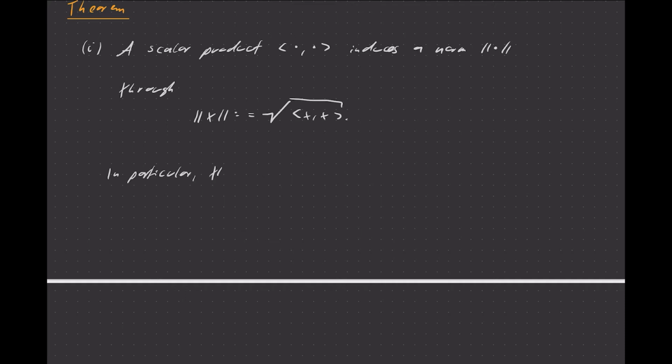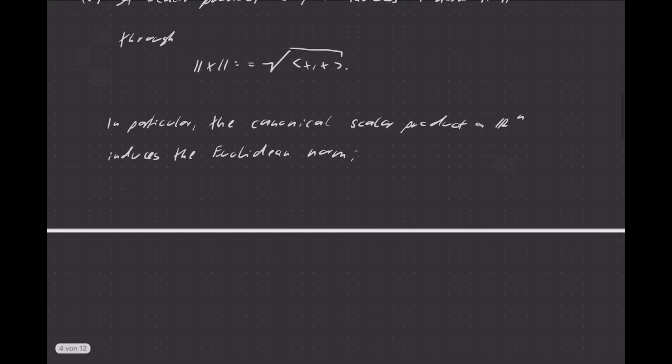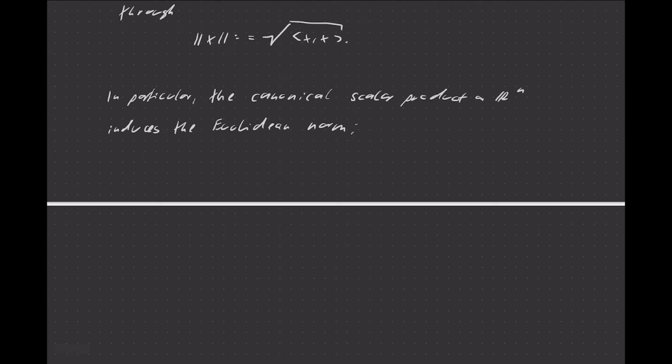So in particular, the canonical scalar product on R to the n induces the Euclidean norm. So if we take a vector x1 to xn, compute the scalar product of that with itself, and then take the square root of this.